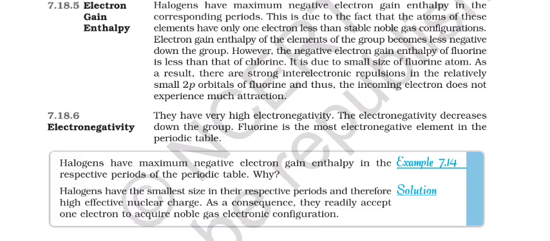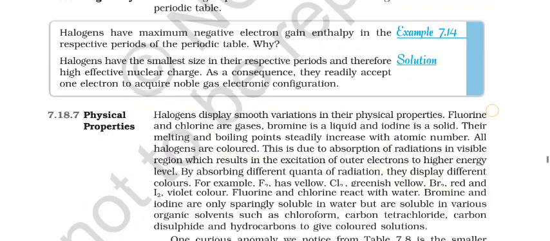However, the negative electron gain enthalpy of fluorine is less than that of chlorine. It is due to the small size of the fluorine atom. As a result, there is a strong electronic repulsion in the relatively small 2p orbital of fluorine, and thus the incoming electron does not experience much attraction. Electronegativity: they have very high electronegativity. The electronegativity decreases down the group. Fluorine is the most electronegative element in the periodic table.